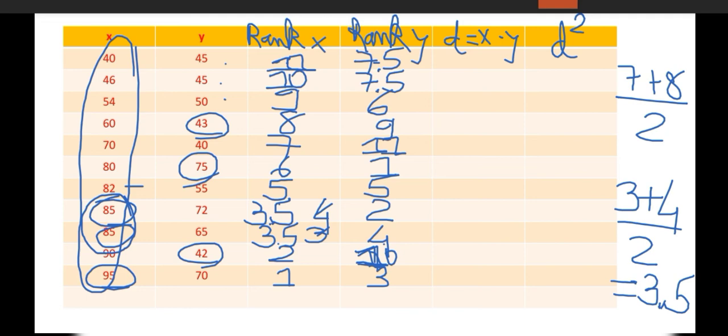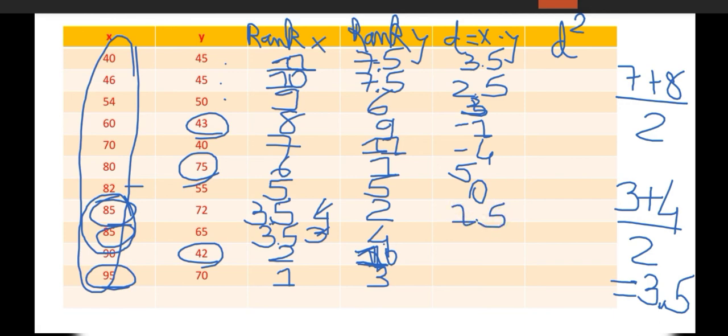Now what you need to do is find D. 11 minus 7.5, which comes out to be 3.5. 10 minus 7.5 is 2.5. 9 minus 6 is 3. Please pardon my writing. 8 minus 9 is minus 1. 7 minus 11 is minus 4. 6 minus 1 is 5. 5 minus 5 is 0.